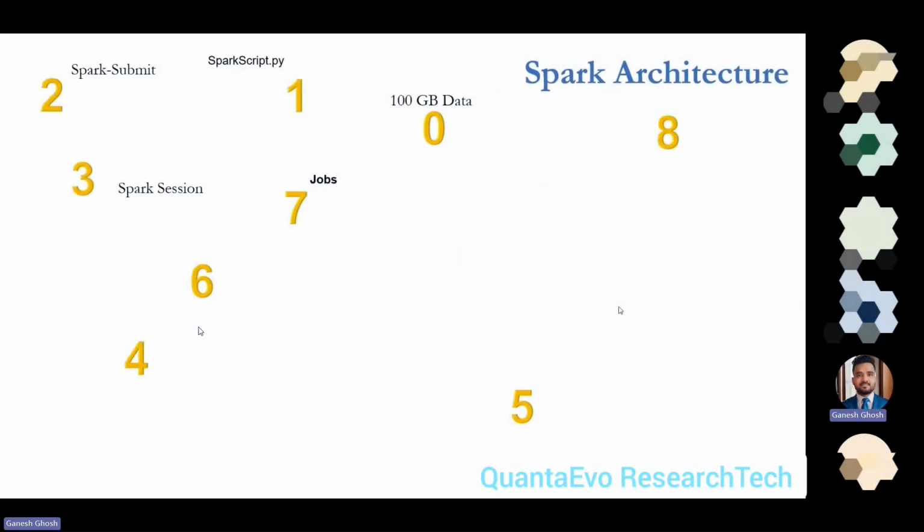Spark architecture. Suppose we have 100 GB of data. We are writing a script in step 1 to process this 100 GB of data. We will submit that script in our system. That is called Spark submit. We need to remember this term, Spark submit.